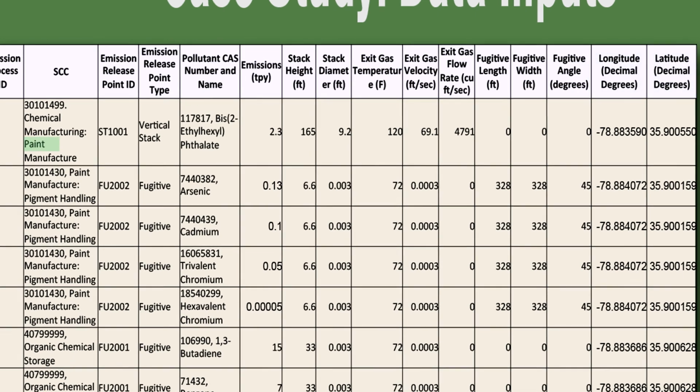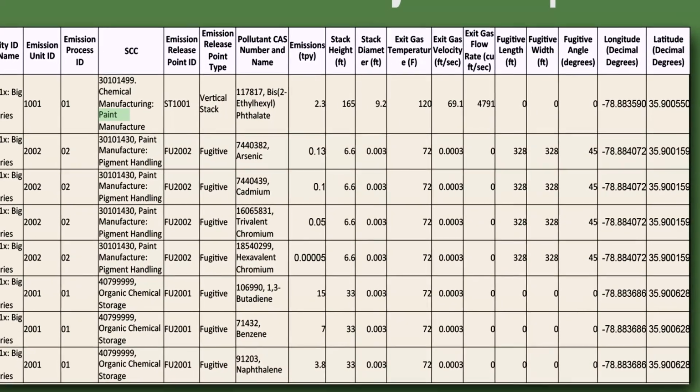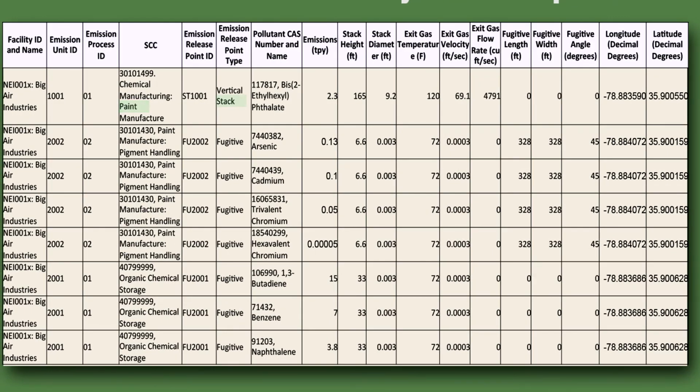Specifically, if we look at the paint manufacturing unit, you'll see this is a stack release, and we only have 1 pollutant being emitted, the phthalate. And you'll see that we have the stack parameters are filled out, but there are no fugitive parameters. Those are all zeroed out, and we have the individual lat longs.